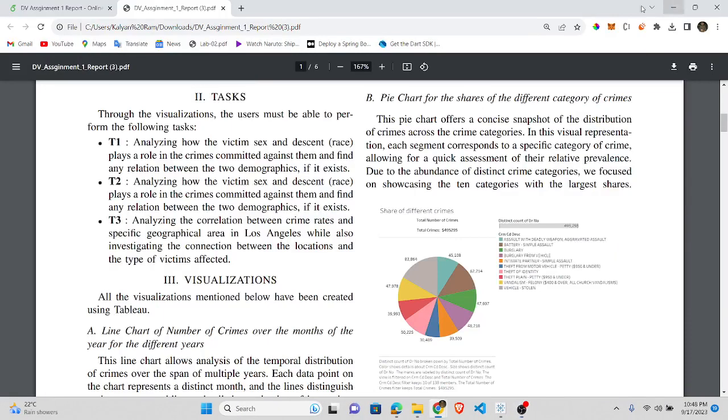I'll be talking about the third task, that is analyzing the correlation between crime rates and specific geographical areas in Los Angeles, while also investigating the connection between these locations and the types of victims affected.